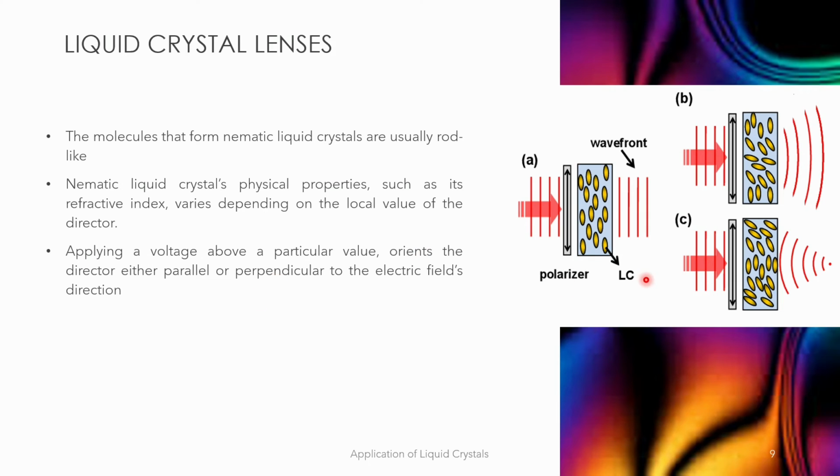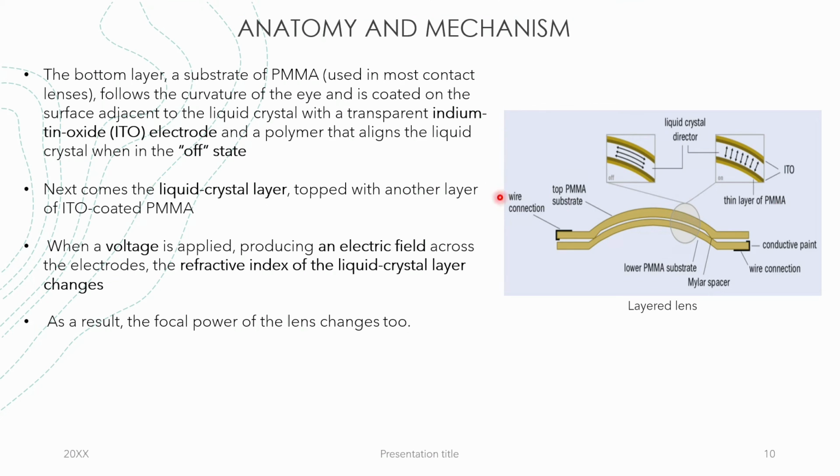So how can we take advantage of this? We can apply a voltage above a particular value that will orient the director either parallel or perpendicular to the electric field's direction. So when we apply the voltage, we can change the director and we can change the refractive index. Let's look more into the anatomy and also the mechanism of this lens.